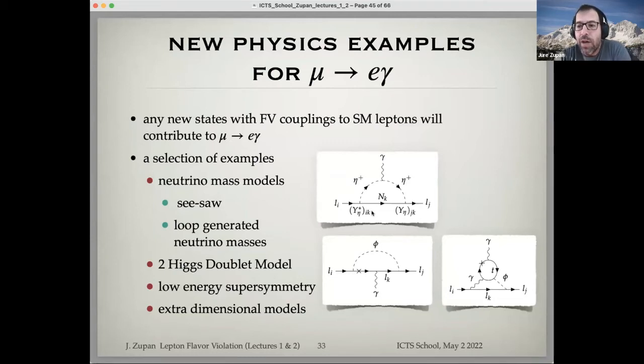It may have anything to do with the electroweak symmetry breaking, for instance, so V-ish. What I have here are 2 examples, just in figures. Neutrino mass models which will generate mu to E gamma. One example we already saw was the seesaw, where we put in the right-handed neutrinos, and the charged state was the W. So that was in the loop before, no? That we went over. So the seesaw would have a photon coupling to the W.